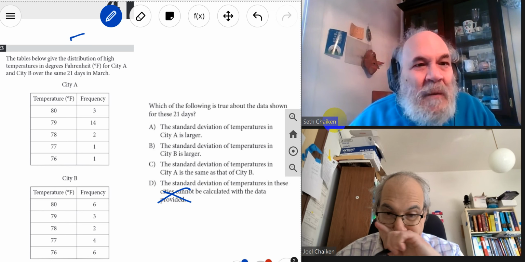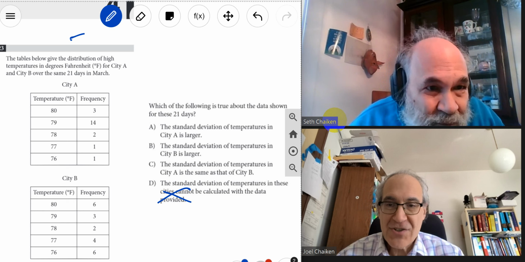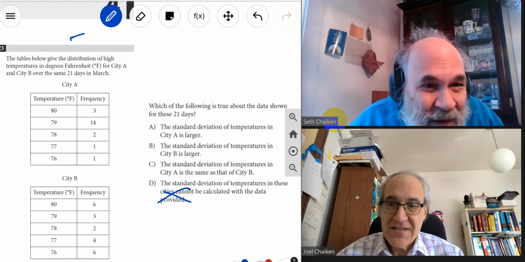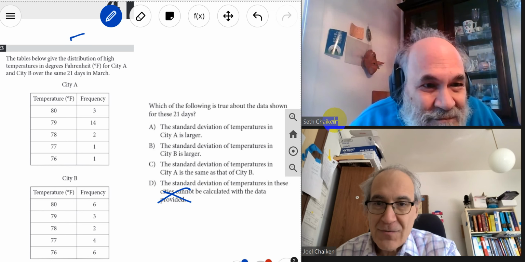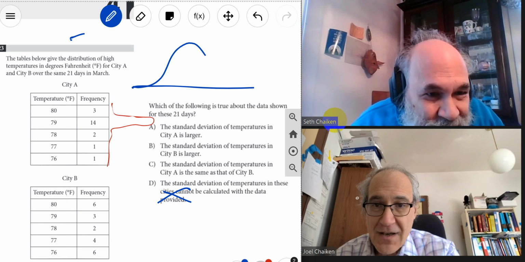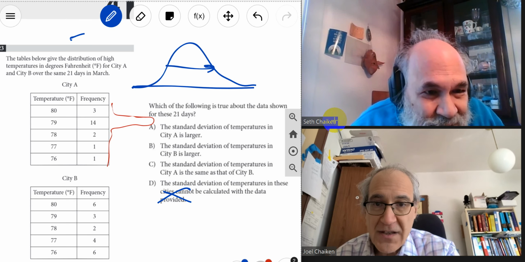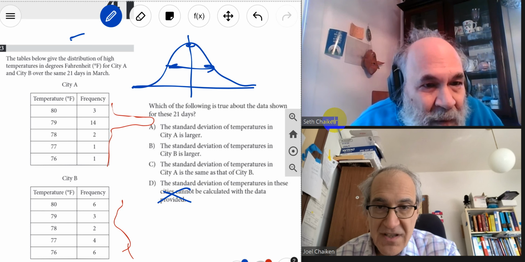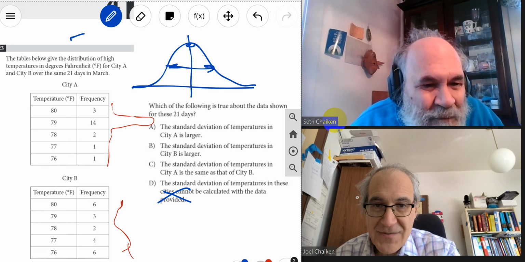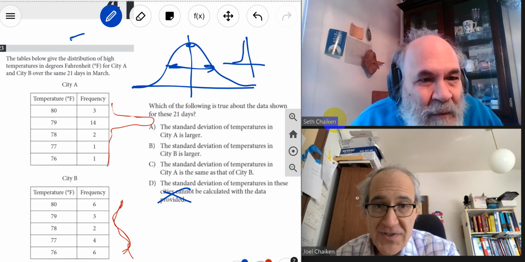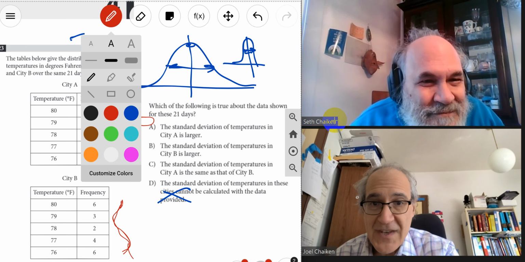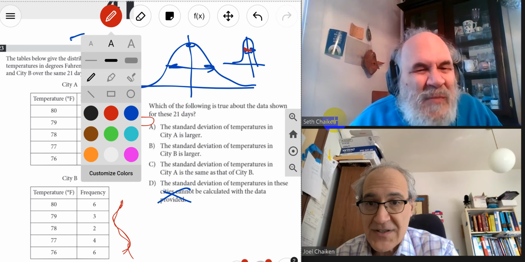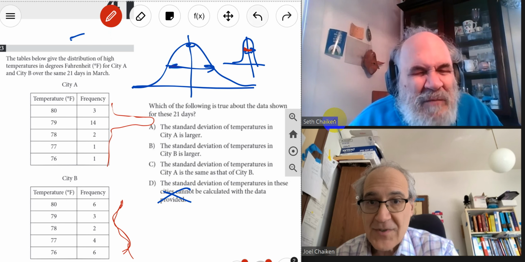So now we have to know what standard deviation is. Standard deviation, when you have a bunch of data, is how wide the spread is above and below the middle number. So this would be a very low standard deviation, because see this distance, the red distance is smaller than the blue distance. Okay, right?